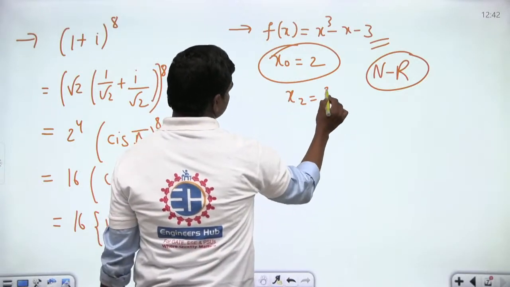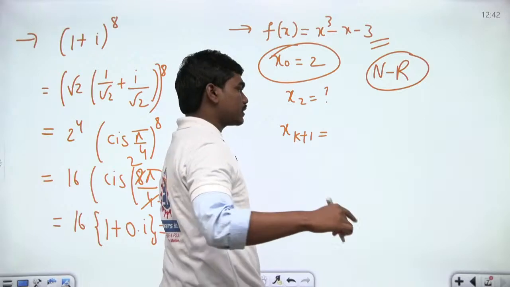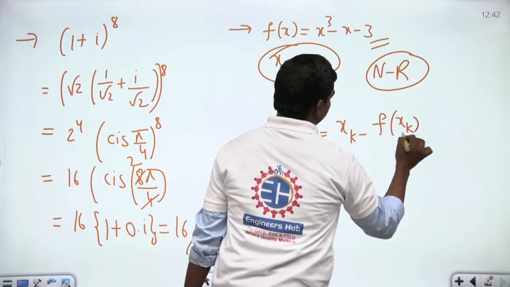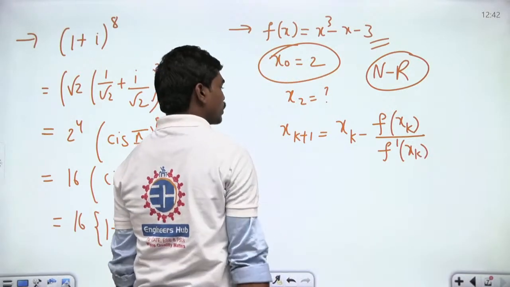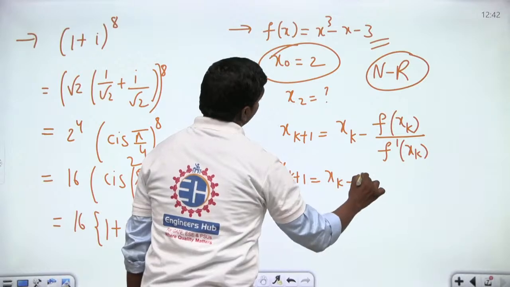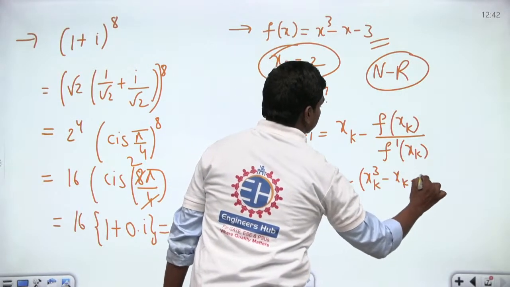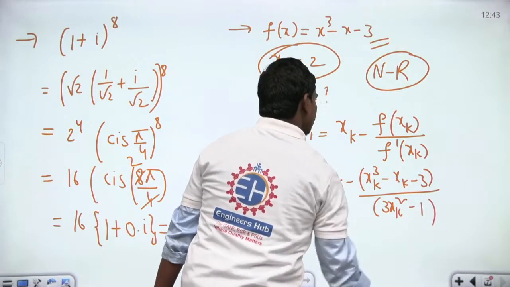So in the Newton-Raphson method, we have this iteration formula: x(k+1), the value of x obtained in the k-th iteration, is nothing but xk minus f of xk divided by f dash of xk. This is what we have. So initially, by taking the initial guess x naught is equal to 2, if you try to simplify the equations, xk minus f of xk is something like xk cube minus xk minus 3 divided by 3xk square minus 1. Okay, so this is what we have.